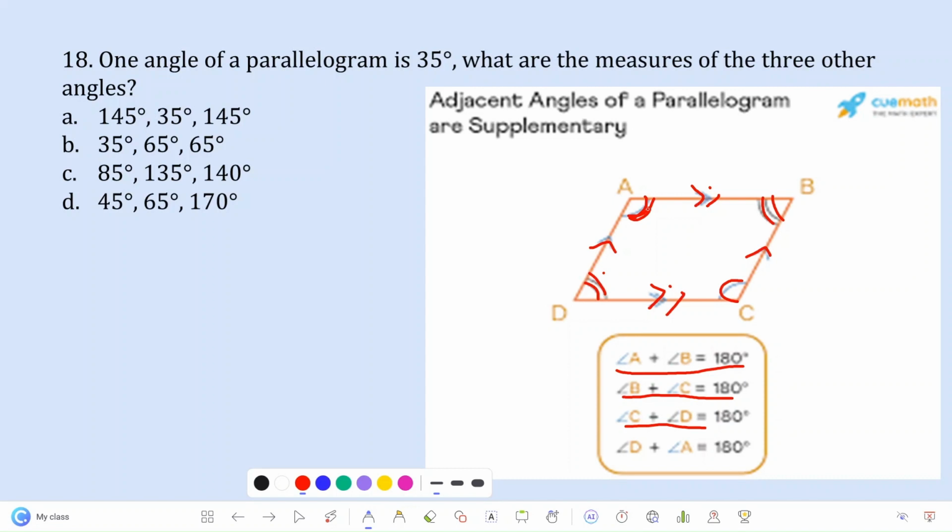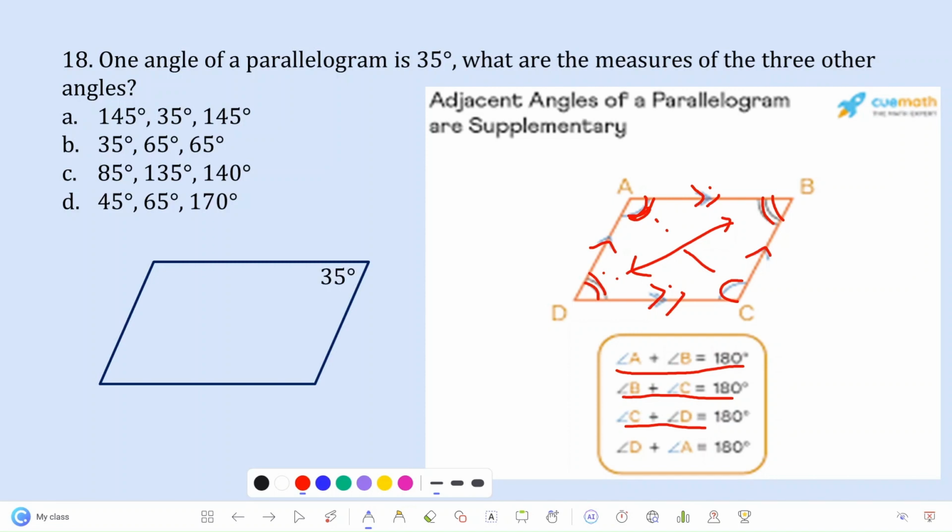So dahil magka-equal ito tsaka ito, at equal din ito tsaka ito. So binigyan tayo ngayon ng isang angle na 35. So ayan po ang 35. So ibig sabihin dahil ang adjacent angles pala ng parallelogram are supplementary, kapag in-add mo siya sa angle na to, ito ay equal to 180 degrees. So kapag 180 degrees minus 35 is equal to, ito yung angle na to, that is 145. So, kung 145 ang angle na to, dahil equal siya sa kaharap niya, 145 na rin ito.